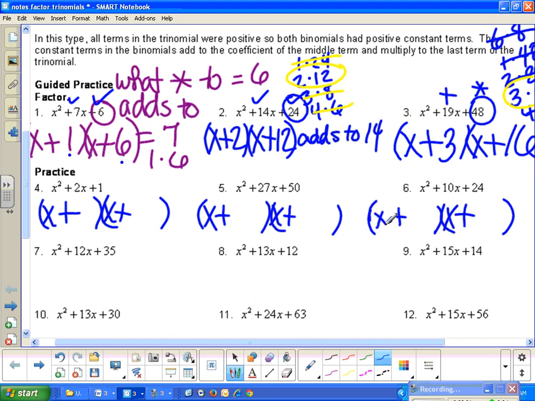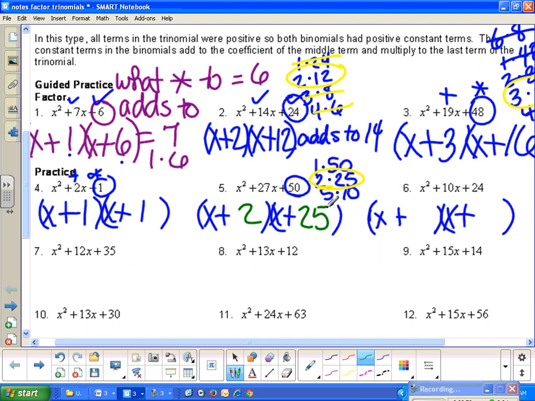We have 1. Only one choice. 1 times 1 is 1. 1 plus 1 is 2. Works. Here we look at 50. 50, you've got 1 times 50, 2 times 25, 5 times 10. We're wanting a factor that adds to give us 27. And so we have 2, 25. Every single one of these looks at you.